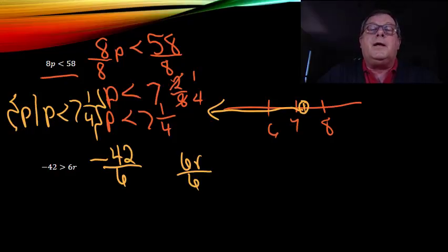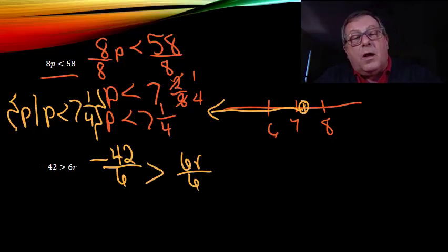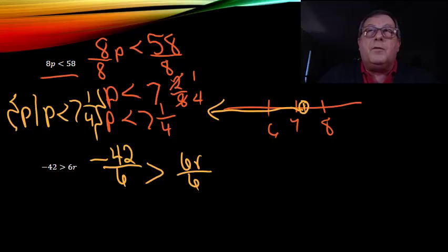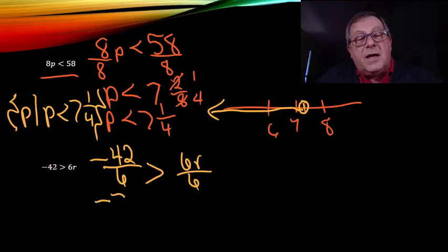Now, what about my inequality? Well, I'm dividing by a positive 6, so my inequality is going to stay the same. And even though I'm dividing 6 into a negative number, I still keep my inequality symbol the same because what I am dividing by is a positive number. So 6 will go into negative 42, negative 7 times. And here the 6 and the 6 cancel. So it's -7 is greater than r.